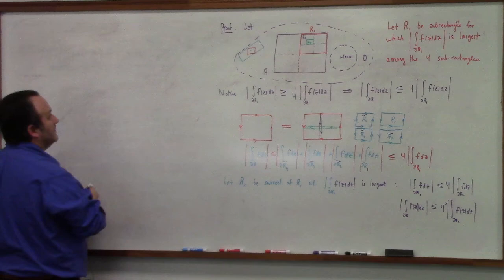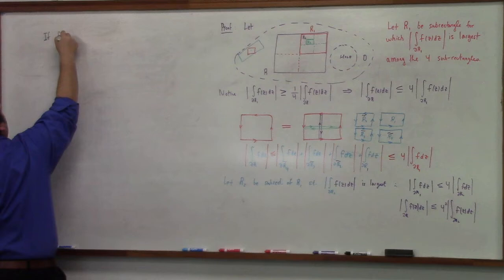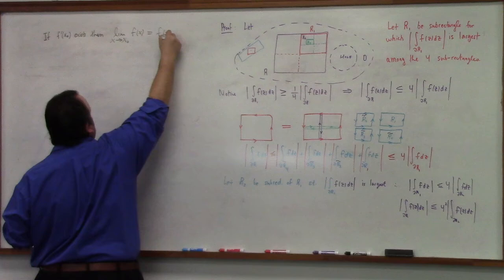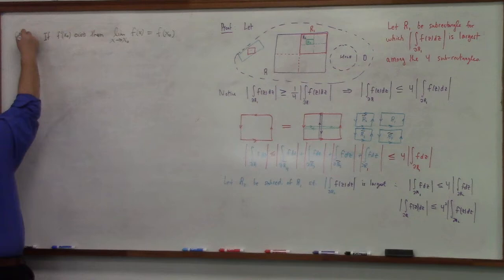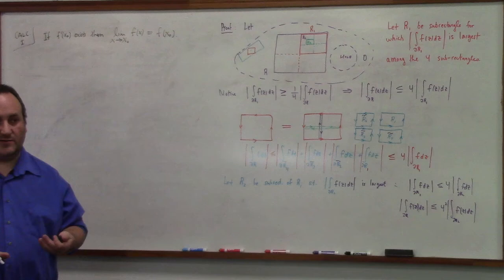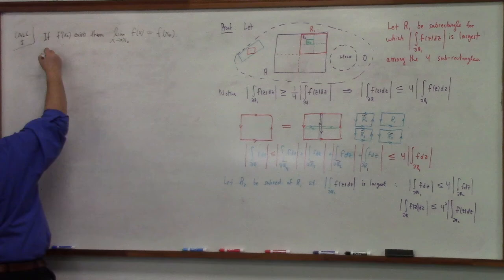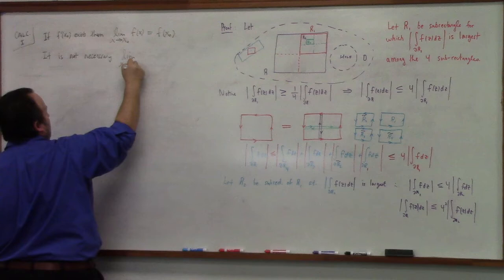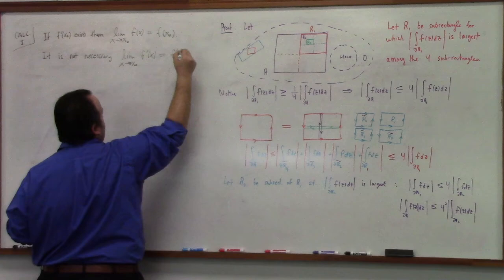So if f prime of x naught exists, then the limit as x goes to x naught of f of x is equal to f of x naught. This is a theorem that we know from calculus one, right? Real calculus. If the derivative exists, the function is continuous at the point where the derivative exists. Yes. But it is not necessarily true that the limit as x goes to x naught of f prime of x is equal to f prime of x naught. That does not have to happen in the real category.